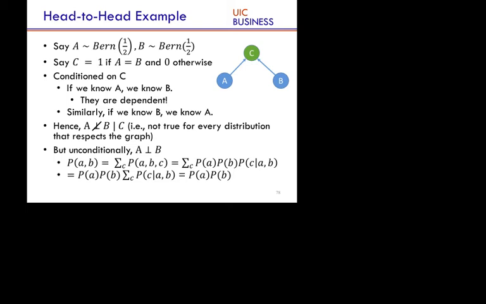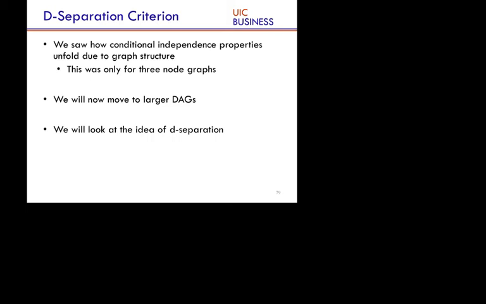But unconditionally A is independent of B. I've just expanded it here, but you can see that if this is a generative model, then they are independent, right? But they are not conditionally independent. That's all. So that's generalized to something called the D-separation criteria. That was just for 3-node graphs.